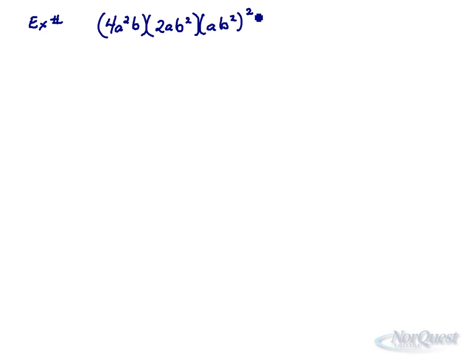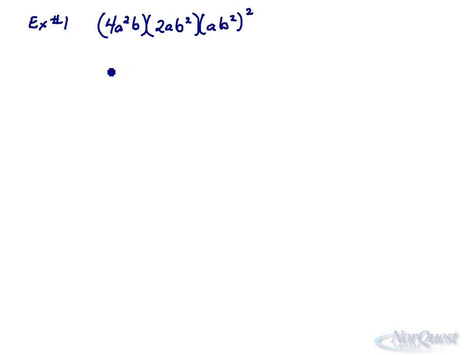Now the first thing you do is, just like in lesson 1 where we expanded out brackets, we are also going to do that in this lesson as well, which means if you have some power of a power, like I do on the ab squared term, expand that out first before you start to simplify.